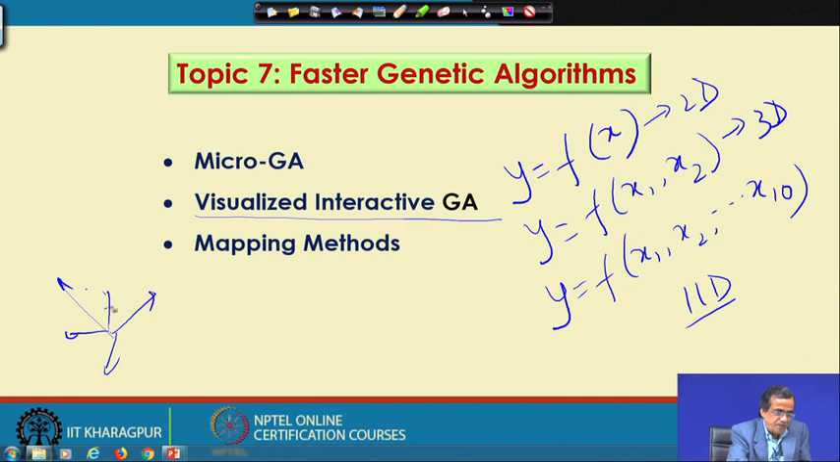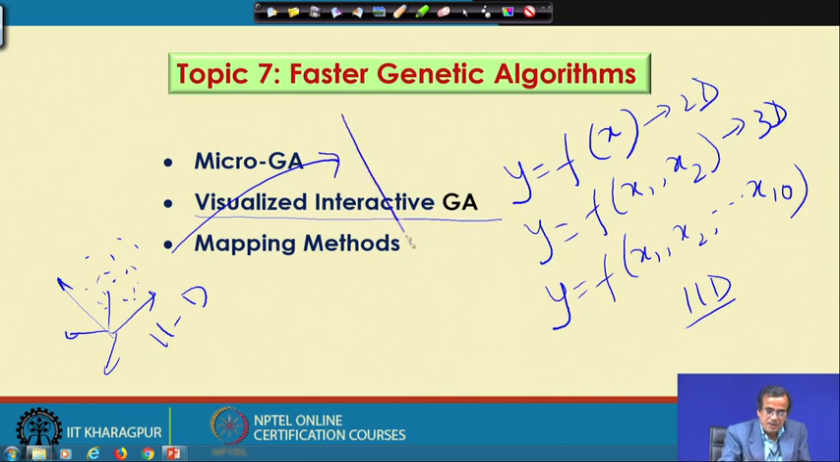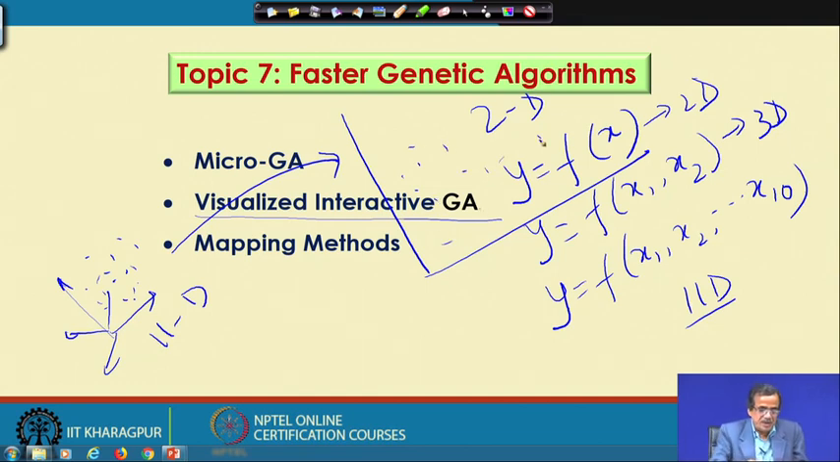That is why the data from the higher dimension are to be mapped. I have a large number of points in 11 dimensions, and these points are to be mapped in 2D just for the purpose of visualization. So we take the help of some mapping methods, and using those, the higher dimensional data are approximately mapped to the lower dimension for visualization, so that we can give some information to the GA to concentrate its search only in this particular region. The working principle of visualized interactive GA is very simple.